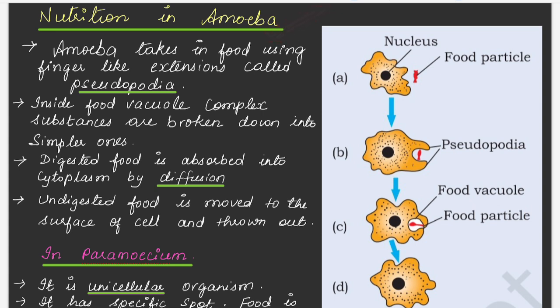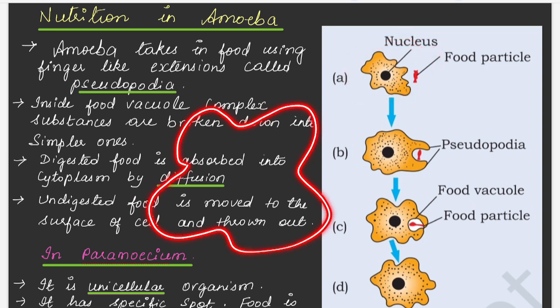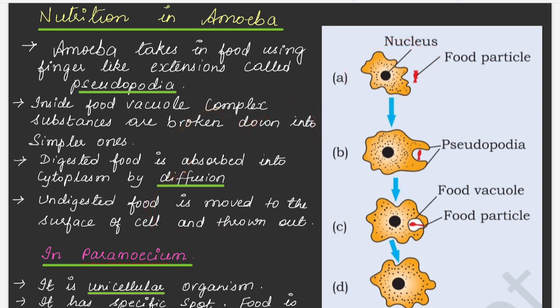So you know that amoeba is a unicellular organism, meaning it is made up of a single cell. And what is the shape of amoeba? You know that amoeba doesn't have any definite shape. It is irregular in shape. So whatever shape you draw, that will be the shape of amoeba. It doesn't have a particular shape.